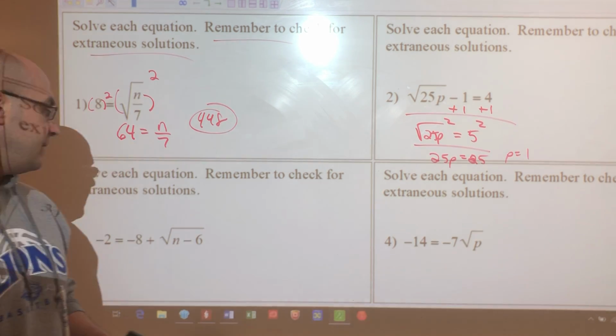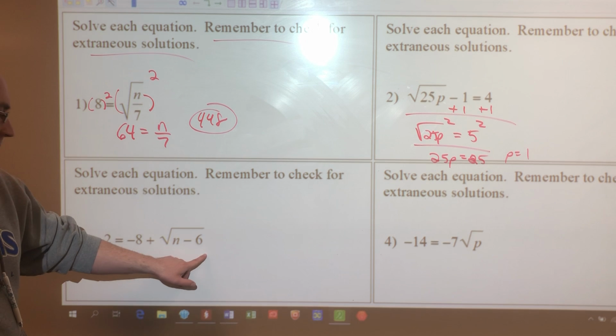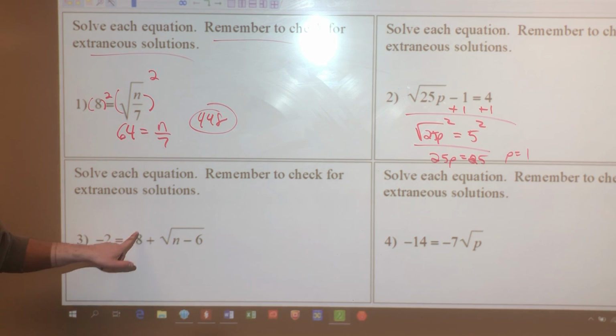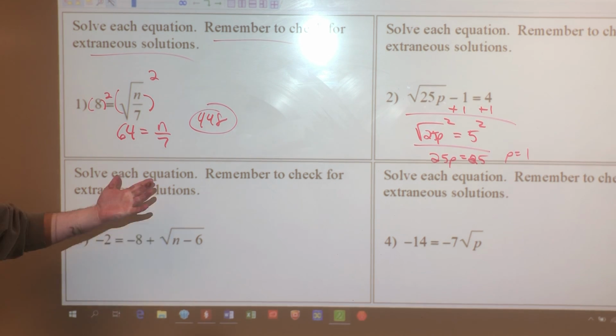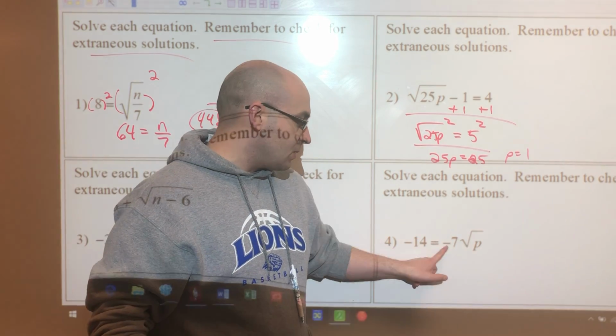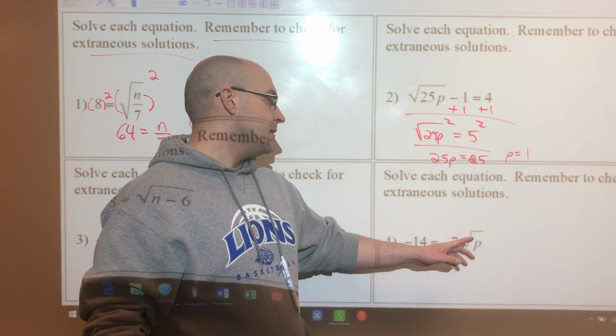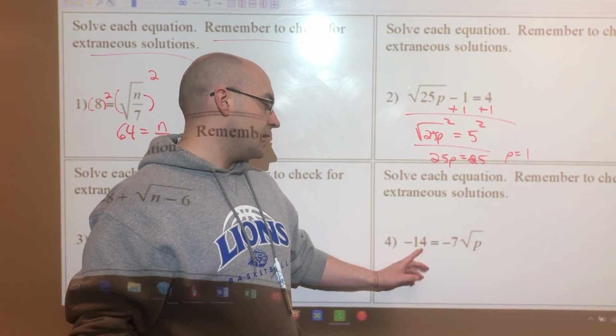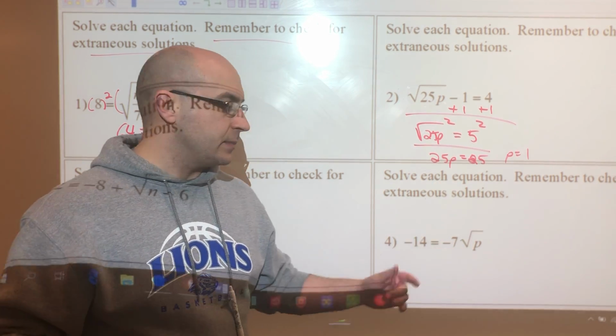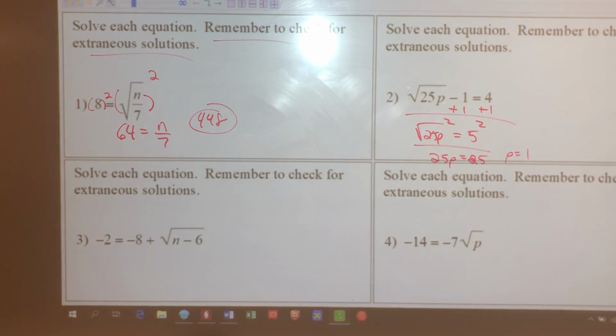Okay, so you kind of get the idea here. Here again, I'm not going to square both sides yet because I have to add the 8 to both sides. Here, I don't want to square both sides yet, so I would actually divide by -7 on both sides to get 2. And then I would square both sides to get 4, right? So pretty simple there. Okay. Let's move on and see what else we got going on.